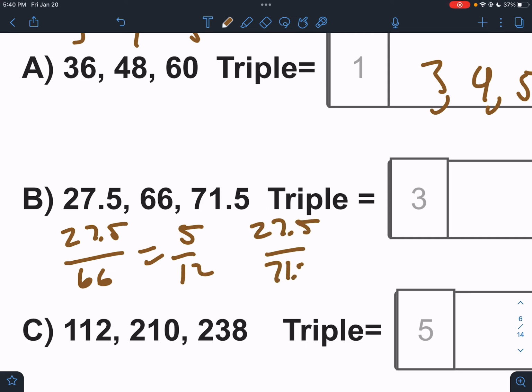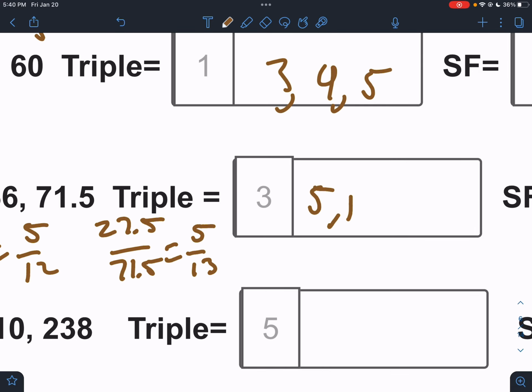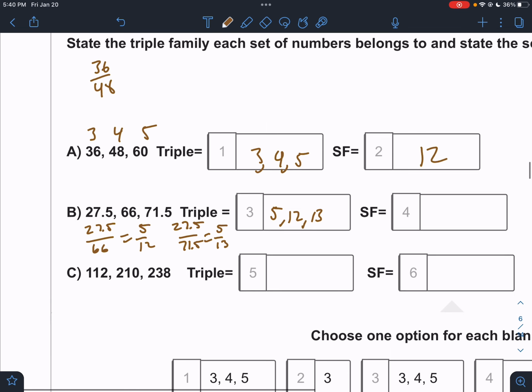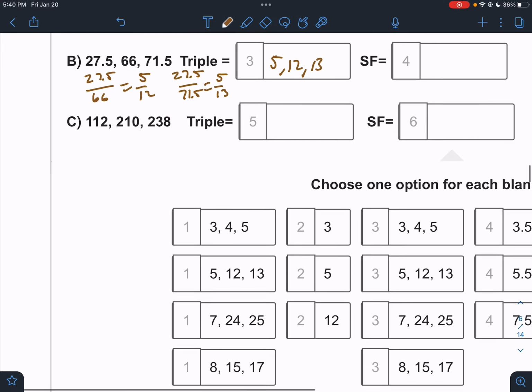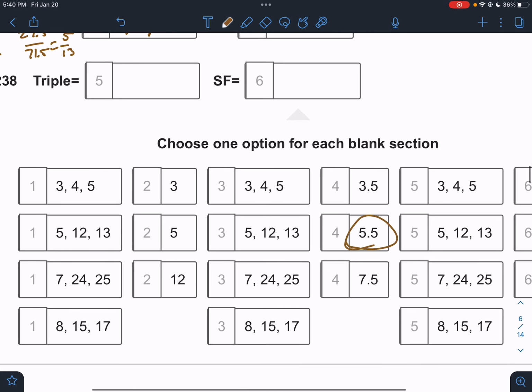27.5 over 71.5, you guessed it, is 5/13. It's a 5, 12, 13. What's the scale factor? Well, I'm just going to do 27.5 divided by 5. The scale factor is 5.5.